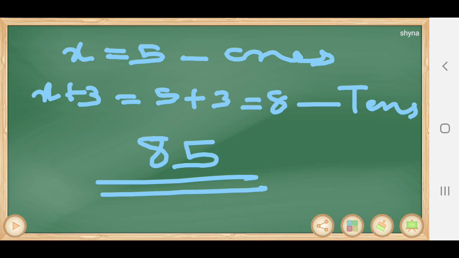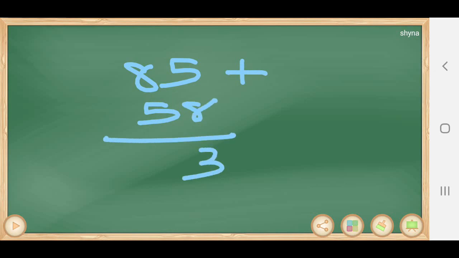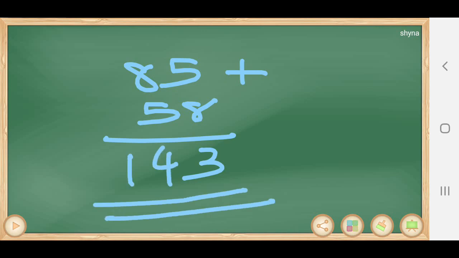If 85 is the original number, then while interchanging the digits, what will we get? 58. Yes, we can check whether 85 plus 58 equals 143. 5 plus 8 is 13, 1 plus 8 is 9, plus 5 is 14. So the original number is 85.